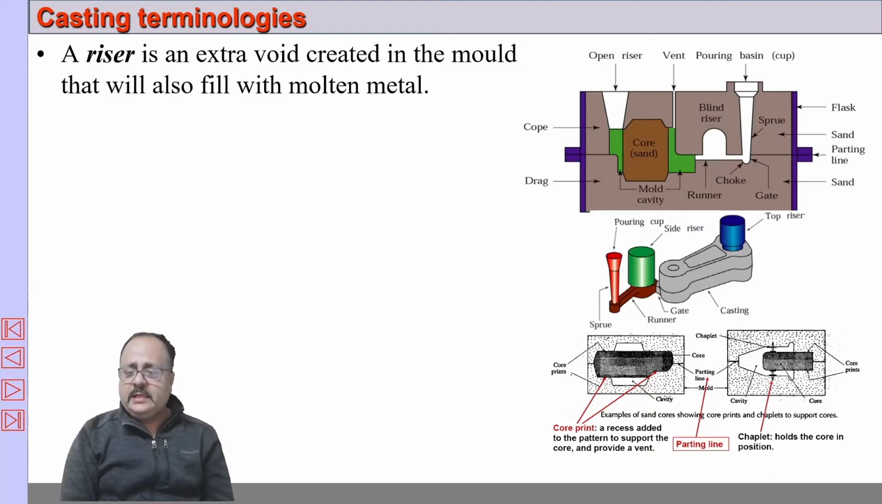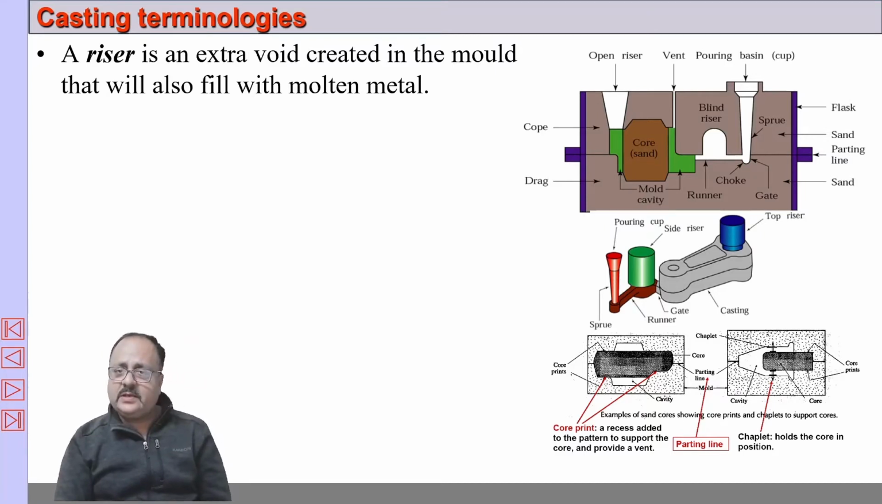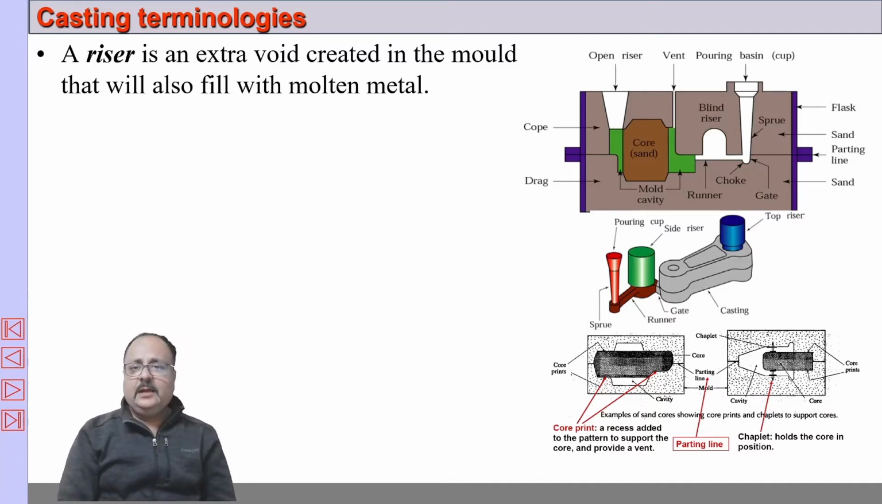Now, during solidification of the liquid metal in the mold, it will sink. Now, if it sinks, it becomes smaller than the mold cavity that we don't want. So we have to compensate with more liquid metal. Now, the riser supplies this molten metal into the mold cavity during the shrinkage of the liquid metal.